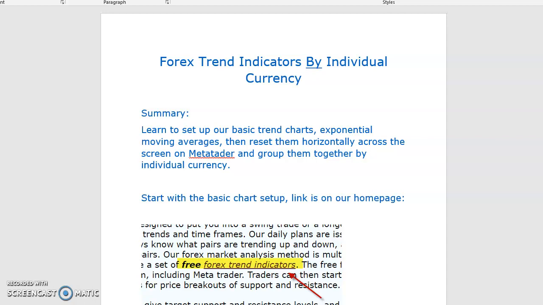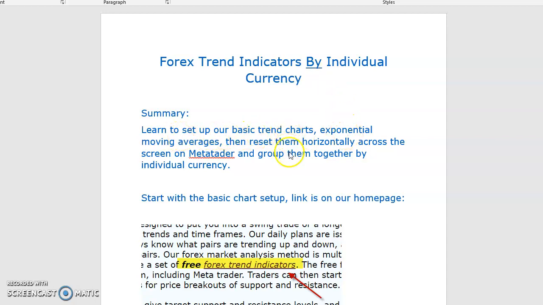Okay, everybody, today we're going to talk about how to set up your Forex trend indicators by individual currency. We have three chart setups. We have the basic chart setup, and this is our intermediate trend indicators by individual currency. And we also have a more advanced chart setup where you can see 7 charts at a time on one screen and navigate with the hotkeys.